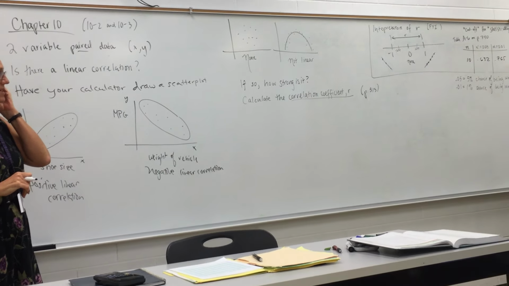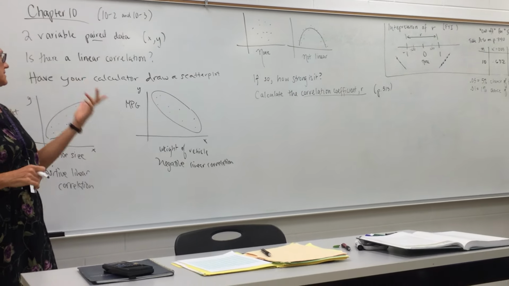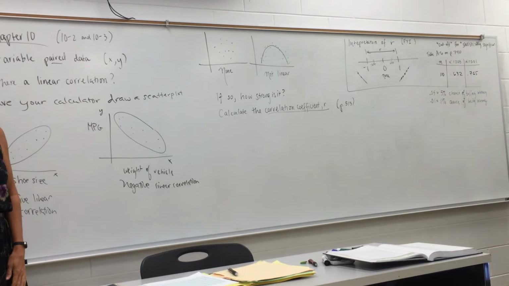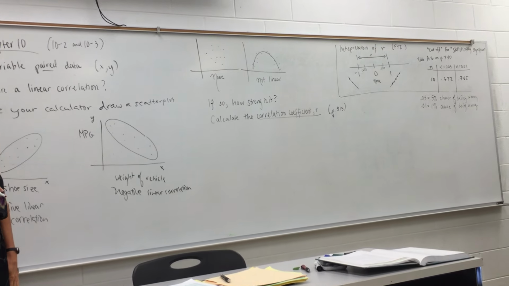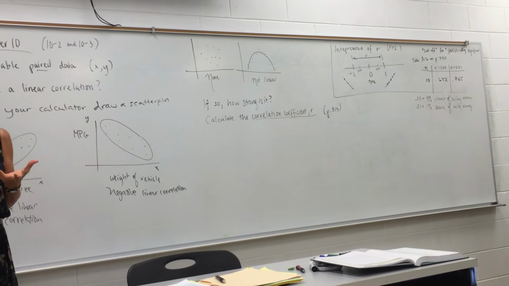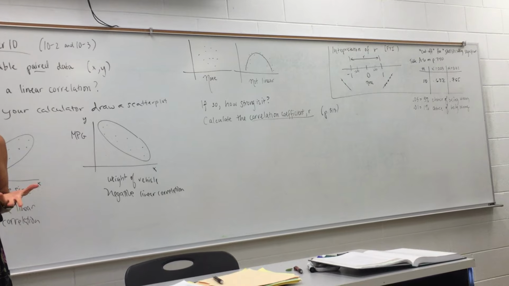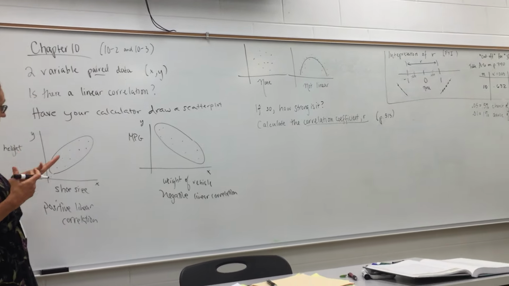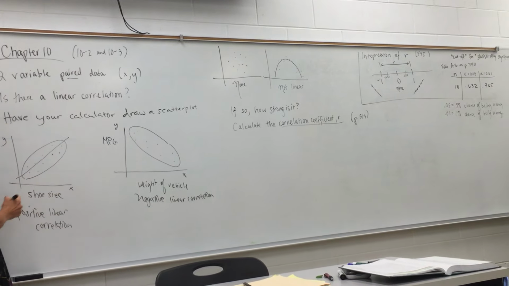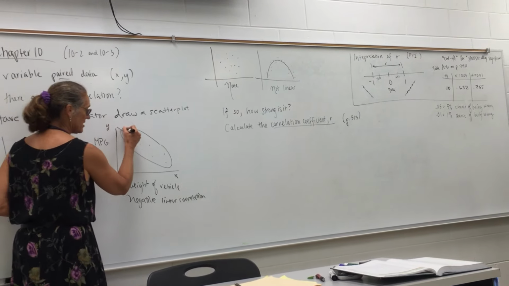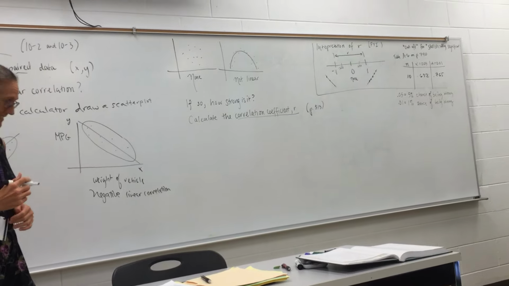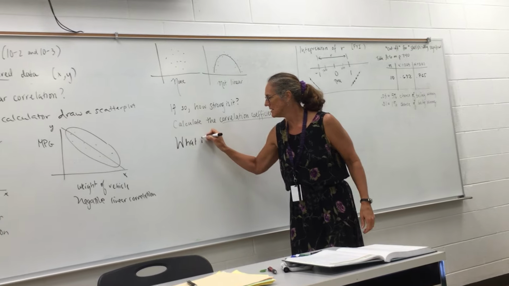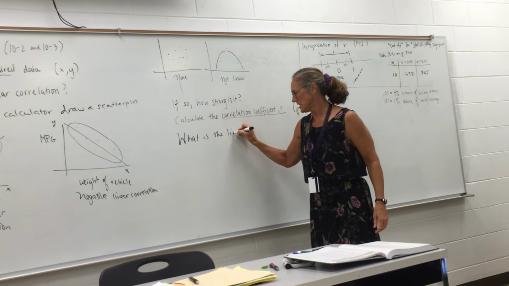Then section 10.3 says, all right, you got some data, some points. You've decided maybe you've got a correlation, a strong correlation. Well, in that case, then what is the linear relationship? What is the equation of the line that fits those data the best? Well, do you remember the equation of a line? Y equals mx plus b. You got it.